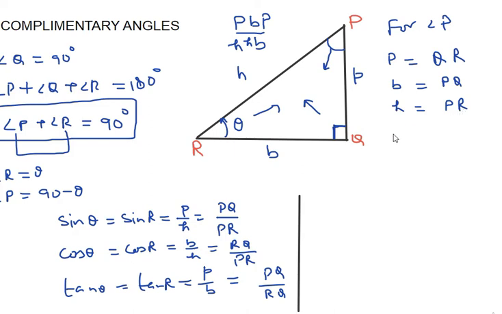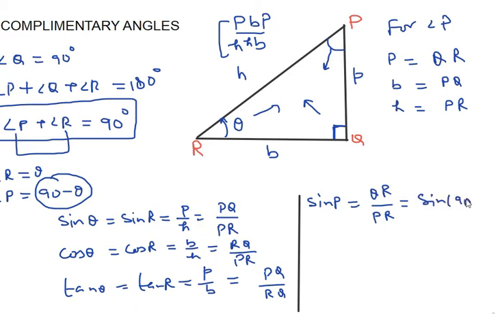So what I am doing here, if I am writing sin P, it will be with Pandit Badri Prasad. He says perpendicular upon hypotenuse, so sin P will be perpendicular QR and hypotenuse PR. Please pay attention. And this angle P is how much? Angle P is 90 minus theta. I am writing here sin 90 minus theta. This P can be written as 90 minus theta.